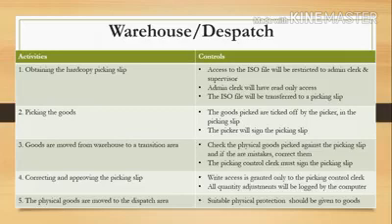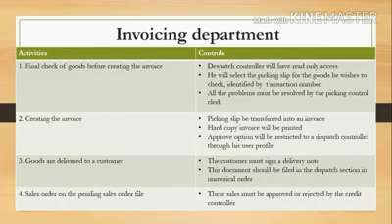Now we talk about the invoice department. Final check of goods before creating the invoice. The dispatch controller will have read-only access. He will select the picking slip for the goods he wishes to check, identified by transaction number, which is your reference number. All the problems must be resolved by the picking control clerk. Creating the invoice, the picking slip will be transferred into an invoice. You see how it develops. Now the picking slip is being converted into an invoice.